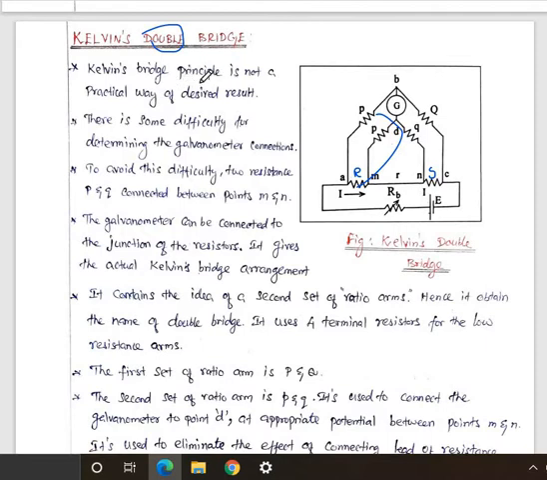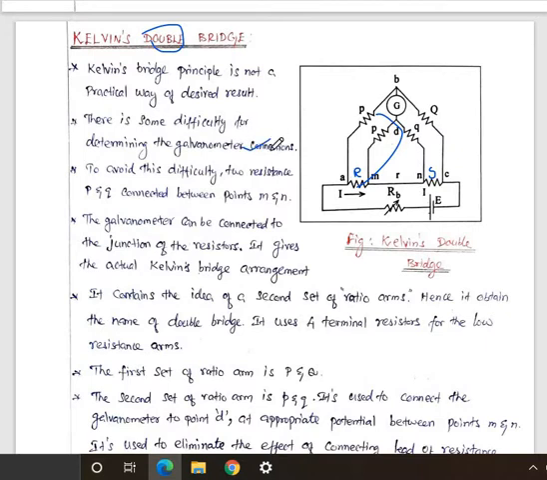This bridge principle is not a practical way to get the desired result in a normal Kelvin bridge. We can find out the desired resistance value, because the Kelvin bridge is also used to measure low resistance values. Practically, it's difficult to construct the Kelvin double bridge, because the next point indicates there is some difficulty in determining the galvanometer connection in the normal Kelvin bridge.